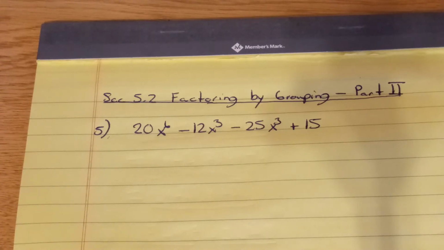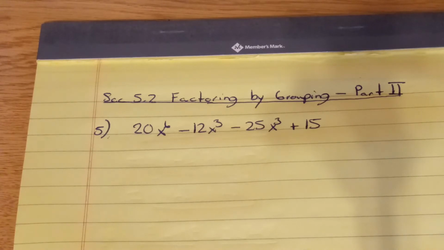You take a look at all of your terms, trying to figure out whether you have a GCF in common or not. So don't get fooled into thinking that because it has four terms, it's always going to be factoring by grouping. No, you always have to check. So make sure that you check first before you start dealing with grouping. So let's take a look at this particular example here.